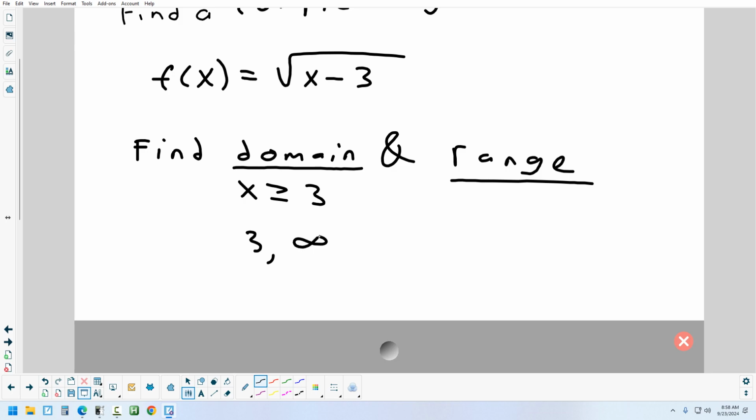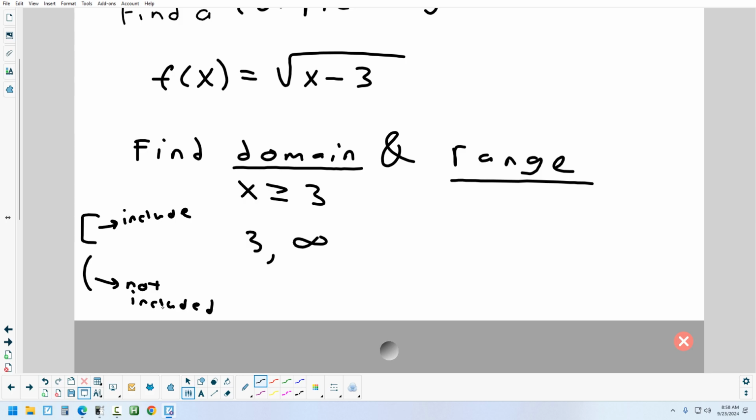And remember, there's 2 types of symbols. Did we talk about bracket and parentheses last week? Yeah. So remember, bracket means you can include the number. Parenthesis means not included. So we have to put brackets and parentheses on that.